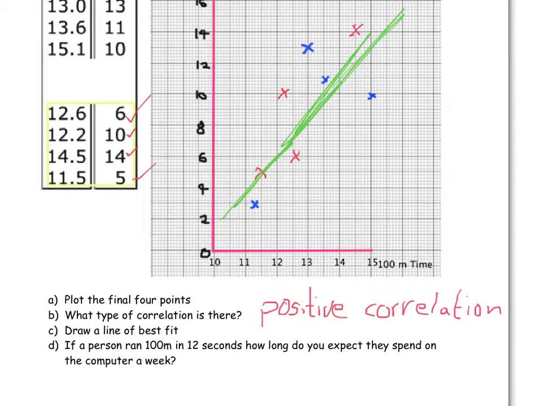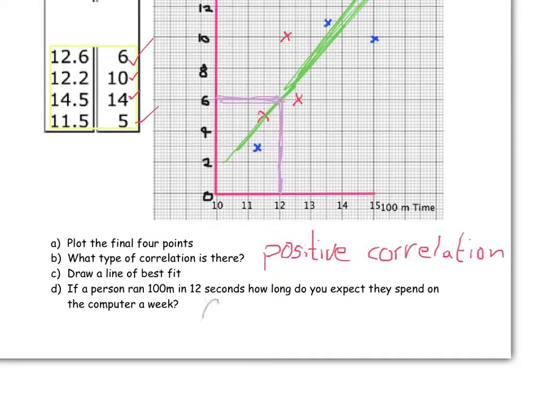Generally the final part would be to use your line of best fit to answer a question. It says, if a person ran 100 metres in 12 seconds, how long do you expect they spent on the computer a week? The first thing to do is to identify which axes we are using. We've got the 100 metre time, so we're looking across the bottom, and we're going to go up from 12, because that's how long they ran the 100 metres in. Then you're going to go across. From my line of best fit, the number of hours spent on a computer is 6 hours. But make sure you read the question carefully to see if you're going across the bottom or up the side.